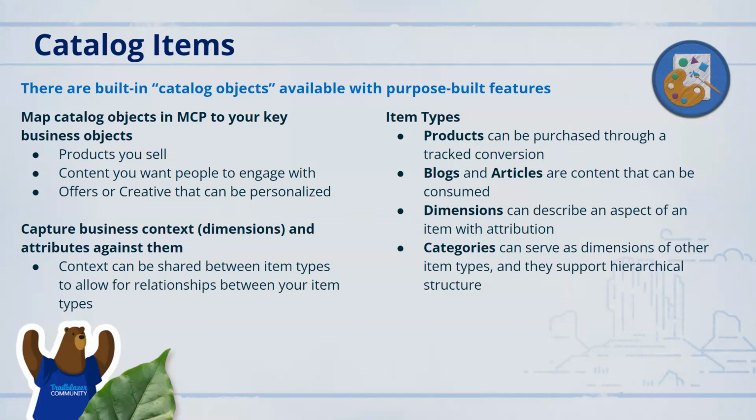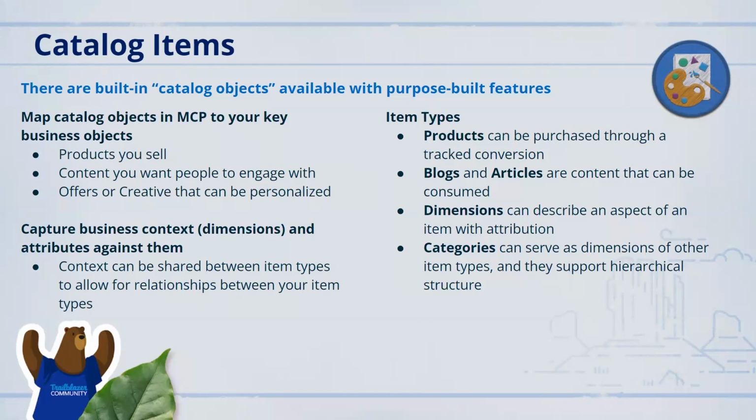MCP, like I mentioned, offers those built-in objects with features that essentially uncover most of the most common use cases. For example, the product catalog object has built-in attributes for price and list price so that they can be easily referenced in product recommendations.